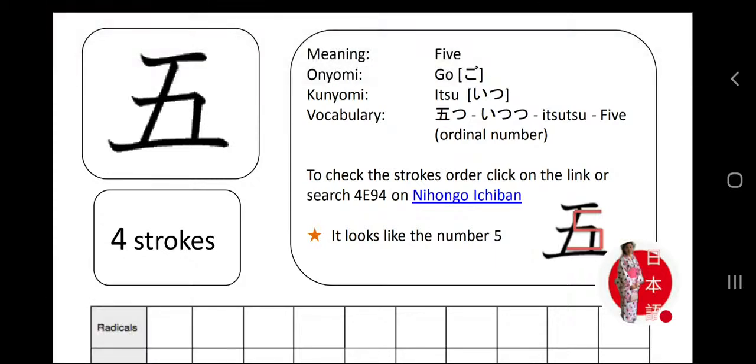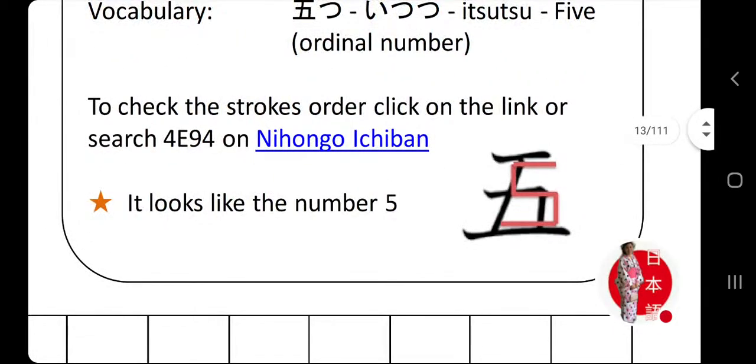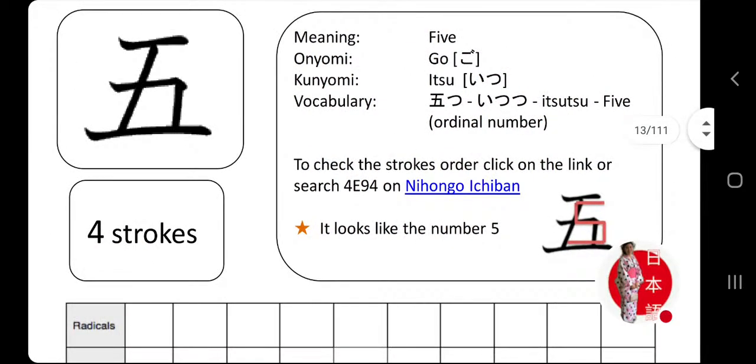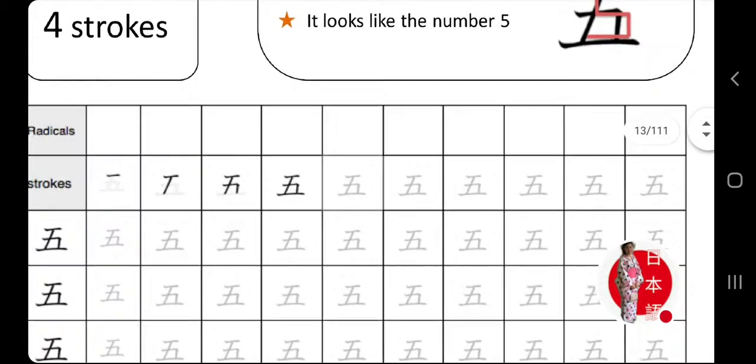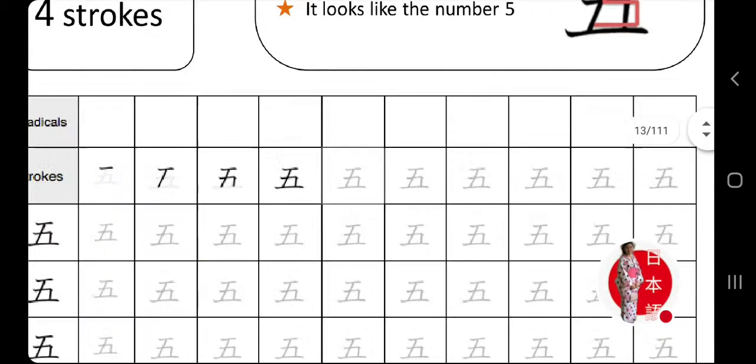Let me just remove the comment box. Okay, so please take a look. It looks like the number 5, right? Please look at this one. This character looks like the number 5 of the English alphabet, of the radicals. Here we have the stroke order. It's number 5, but we have only 4 strokes for this. So this is how we write this.